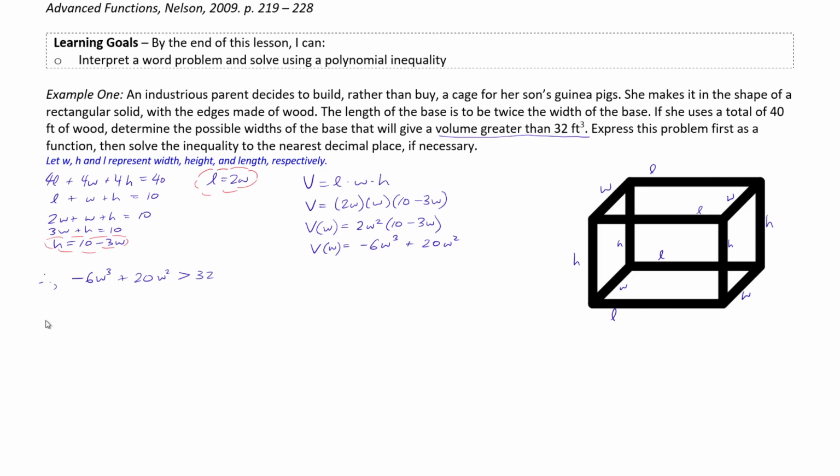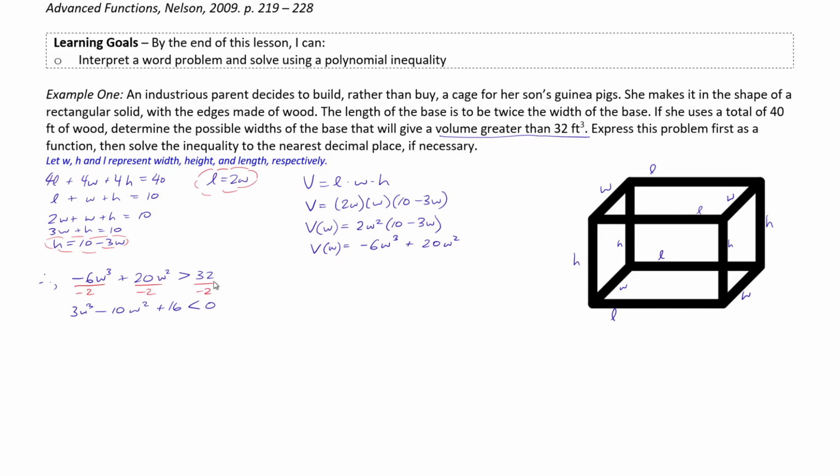Since my leading coefficient there is negative, that's not necessarily a problem, but just to clean it up a little bit, I see here everything is divisible by 2, and I'm going to divide everything by negative 2. So in dividing everything by negative 2, I should end up with the following inequality. 3 cubic widths minus 10 square widths. And then this would be negative 16, but I'm going to bring it over to the other side. So I'm going to have plus 16. And I have to remember to flip my sign because I divided by a negative number here. Okay, so if you didn't follow, the negative 6 divided by negative 2 is positive 3. The 20 divided by negative 2 is negative 10.